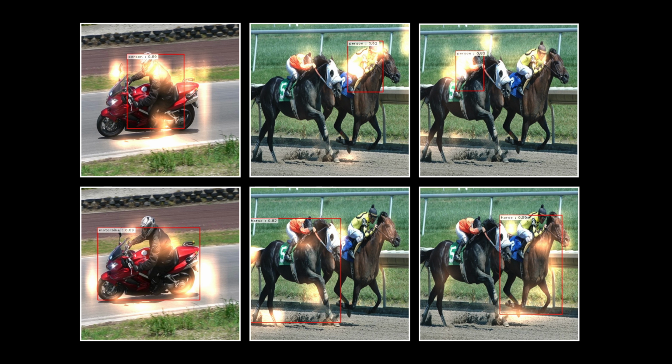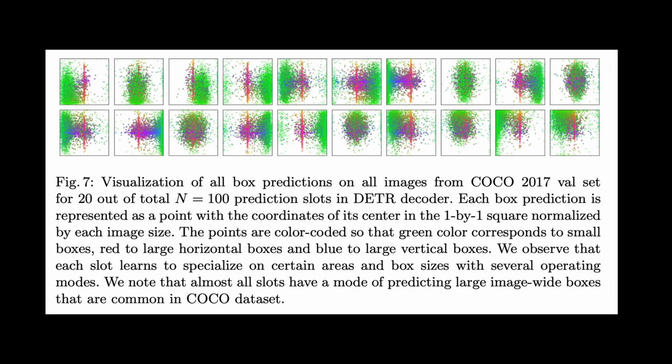The last visualization that we look at concerns the query objects. For the COCO dataset, after the model is trained, the authors plot the box locations and sizes predicted by different slots. Here they show only 20 out of the 100 slots. Each box prediction is represented by a point with coordinates of the point being the same as the center prediction of the box. The color of the point indicates the size of the predicted box. Green is a small predicted box, and red and blue are large horizontal and vertical box predictions respectively.